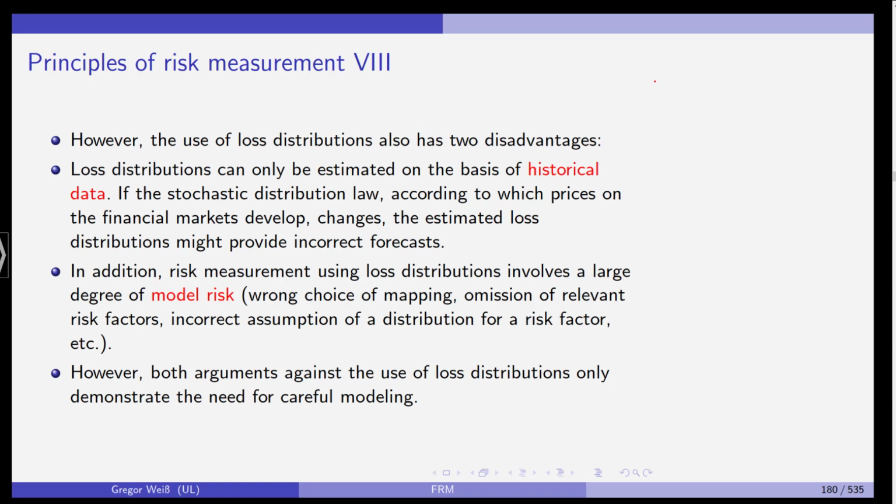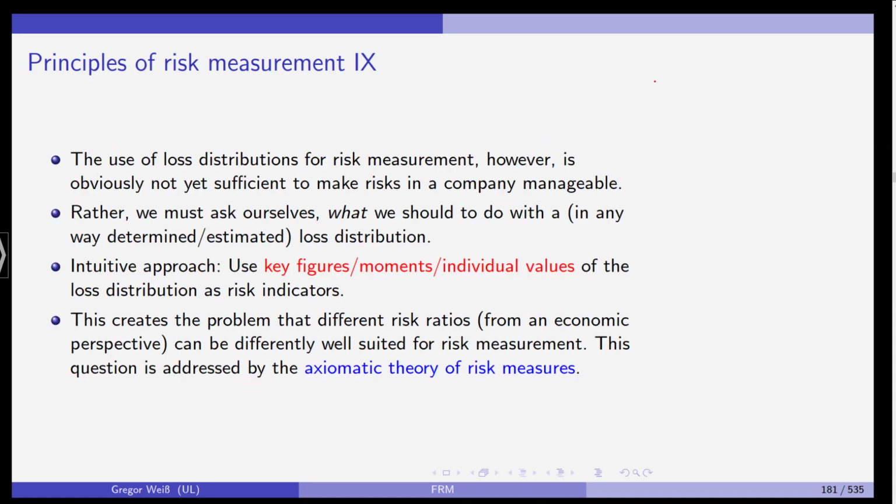and you haven't accounted for the fact that you might simply have a very volatile market environment. So model risk is a huge topic and actually has only been the focus in research the last 10-15 years, I would say, after the financial crisis. So we can see that, yes, model risk is a huge problem when using loss distributions for risk measurement. So there might be some problems. However, both arguments against the use of loss distributions only demonstrate the need for careful modeling. So yes, we'll stick to loss distributions.